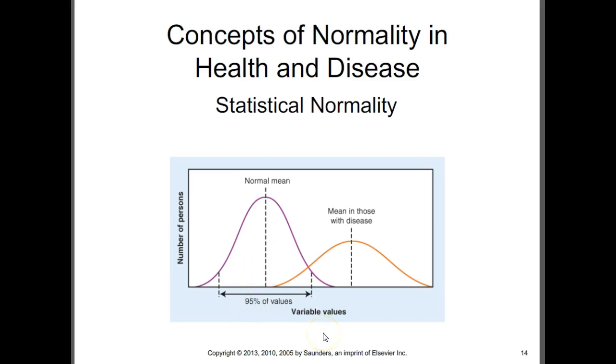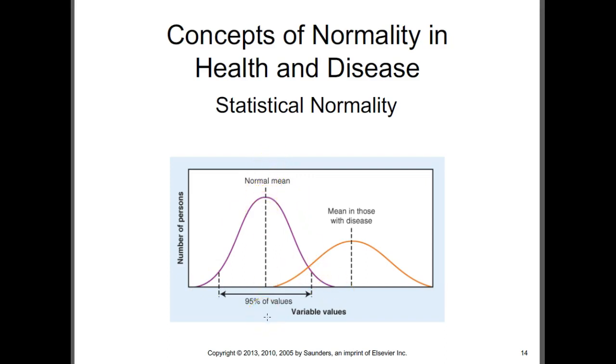All right, so a little bit on some ideas on normality in health and disease. A little bit about your epidemiology, maybe, and a little bit of statistics. So what is statistical normality? I want you to go back to your statistics class and remember what a normal curve is. Yes, your normal distribution, right? The normal distribution is going to be a bell-shaped curve, where the average is right down the middle.